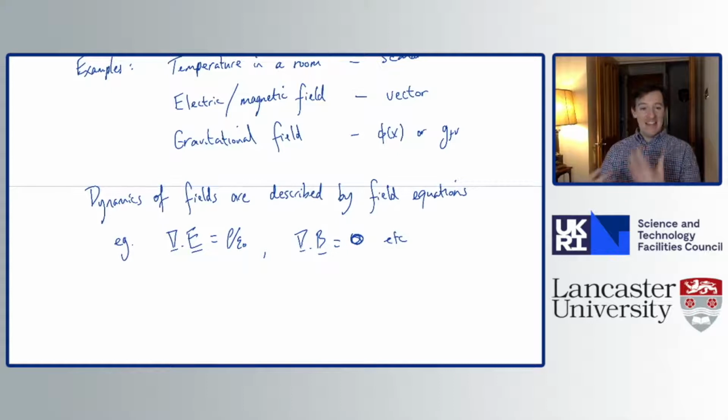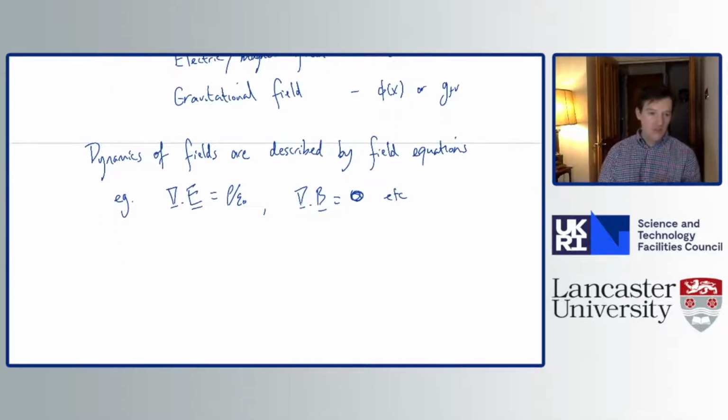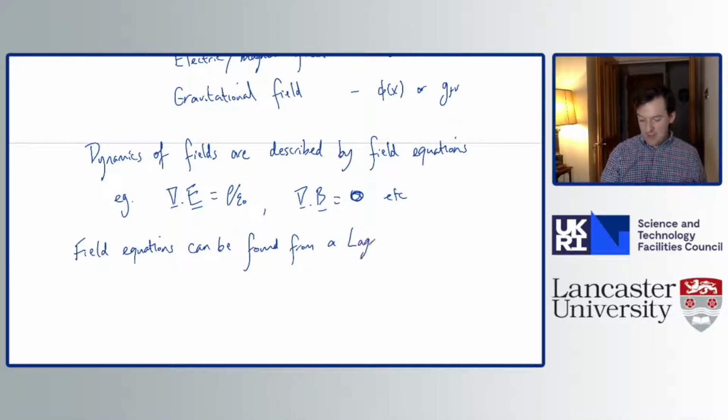But it turns out there's a very elegant way that you can derive these field equations, and that's similar to what we did in classical mechanics. Just as in classical mechanics, our equations of motion could be found from a Hamiltonian or a Lagrangian, we're going to find that our field equations, the equations that tell us how the fields change in space and time, can also be found from a Lagrangian and from a Hamiltonian.